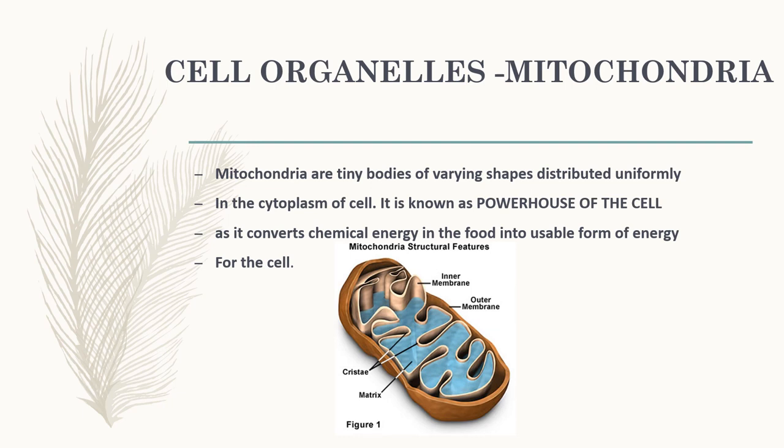So here in the diagram, you can see the structure of the mitochondria also. The mitochondria is enclosed by a double membrane. The inner membrane is folded into finger-like projections which are called cristae. A fluid filled in the inner membrane of the mitochondria is called the matrix. A single cell has a few hundred to thousands of mitochondria.